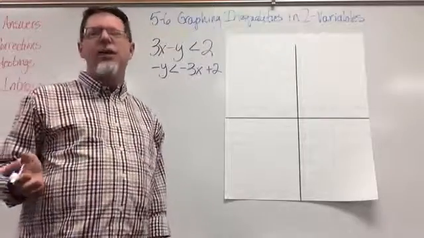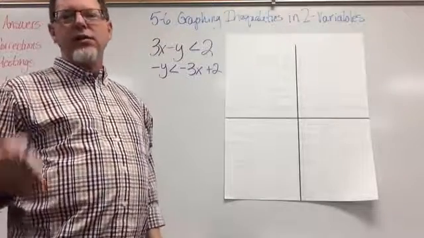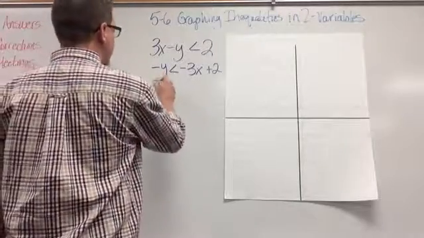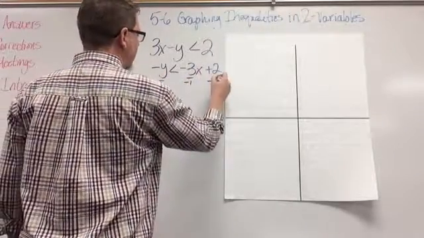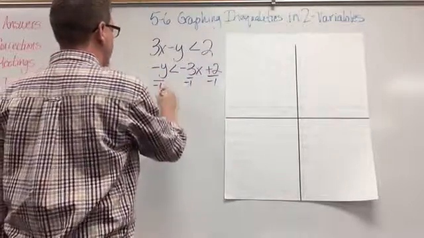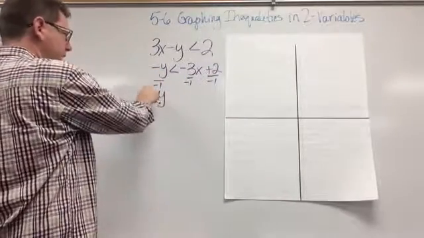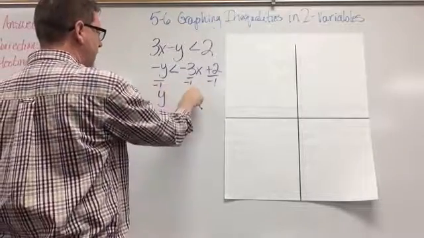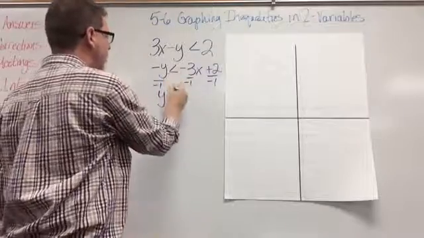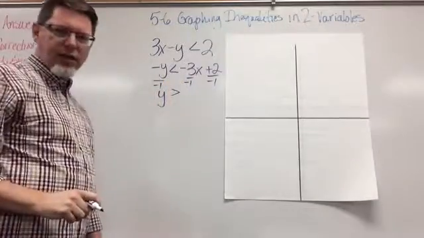I can't have a negative y. I need a positive y. So I either need to multiply or divide everything by negative 1. I'm going to just divide everything by negative 1. It's easier to write it that way. So negative y divided by negative 1 is positive y. But I'm dividing by a negative 1 on both sides. That means I need to flip or change the inequality symbol to greater than.